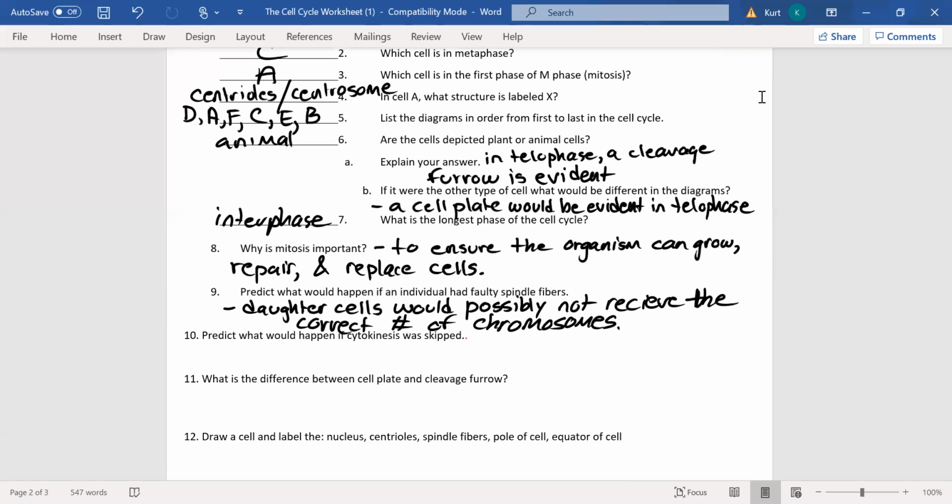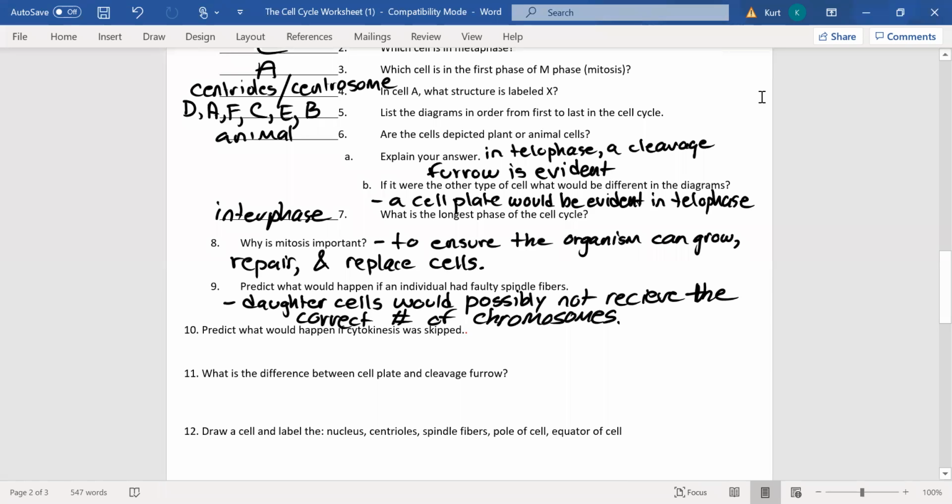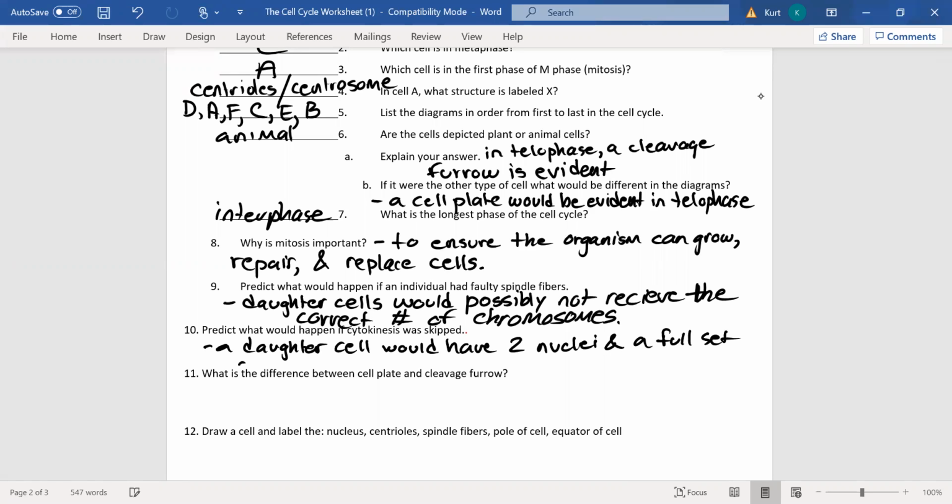All right, back to this. Number 10. Predict what would happen if cytokinesis was skipped. Well, a daughter cell would have 2 nuclei and a full set of chromosomes in each nuclei. So that wouldn't be good.